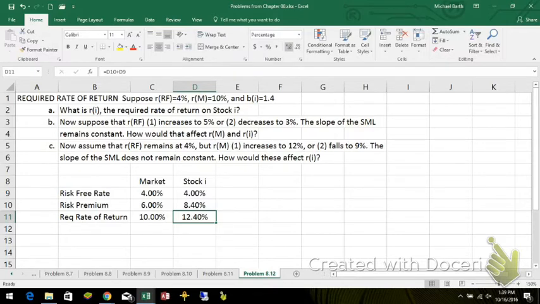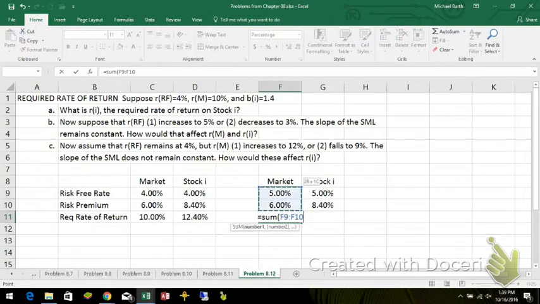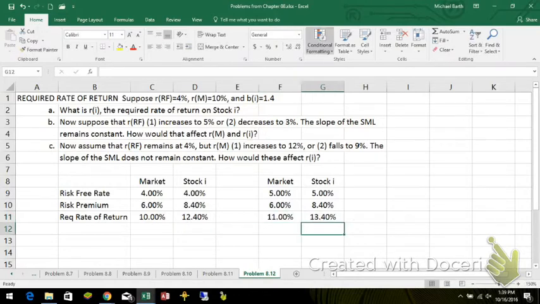Now suppose that the risk-free rate increases to 5%. Well, if that goes to 5%, then this will get larger. So that increase in the risk-free rate increases both the market and stock I. However, the slope remains constant. That means you have the same in here.